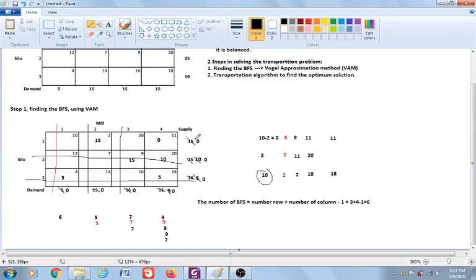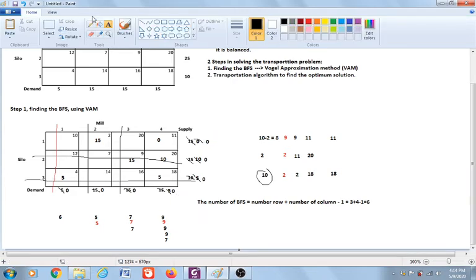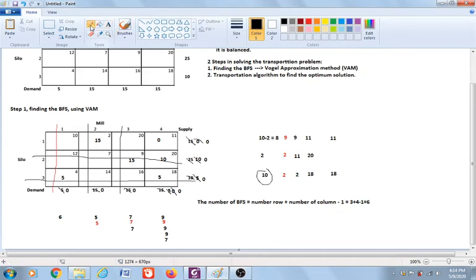Then 0, I give 0, then I have 0 left. The demand is 0, I give 0, and I have 0 left. Then I can cross out row number 1. Okay, so see, now every cell is crossed out, so we are done.